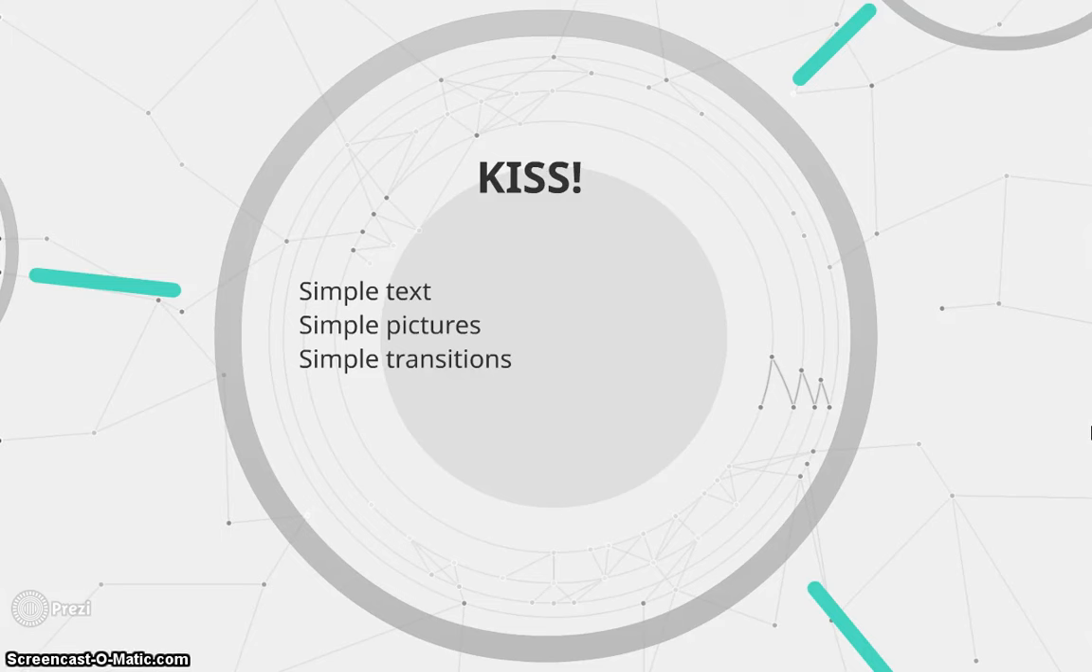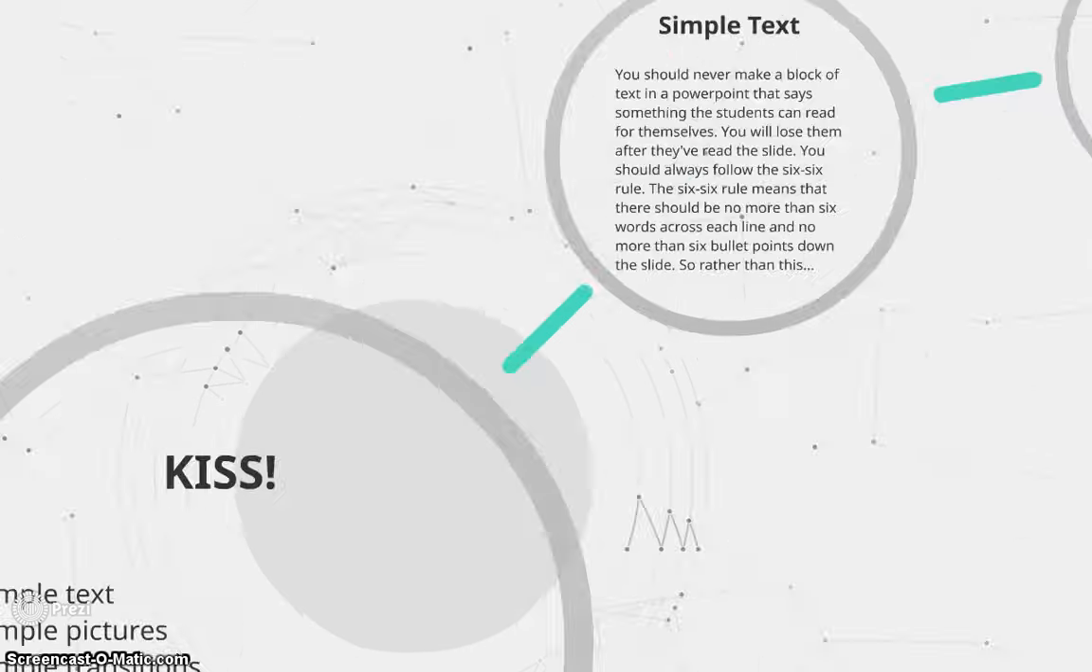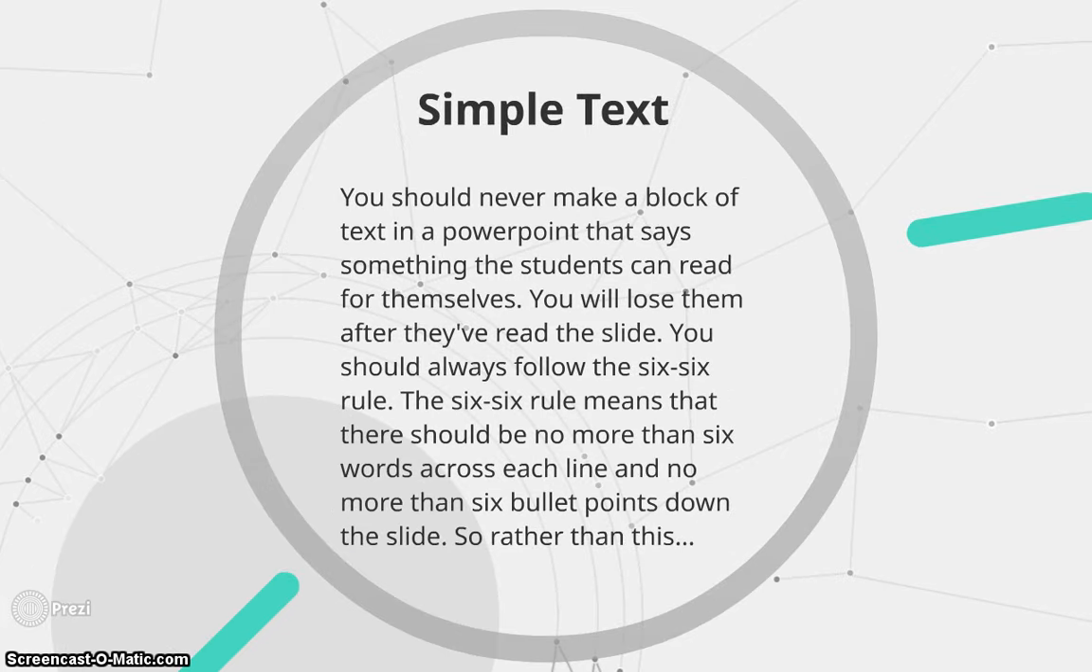So when you know how to do all those things, you're not showing off your skill by doing them, you're showing off your skill by not doing them, or better yet, using them where they're effective. So simple text, you should never make a block of text in a PowerPoint that says something the students can read for themselves. You will lose them after you've read the slide.